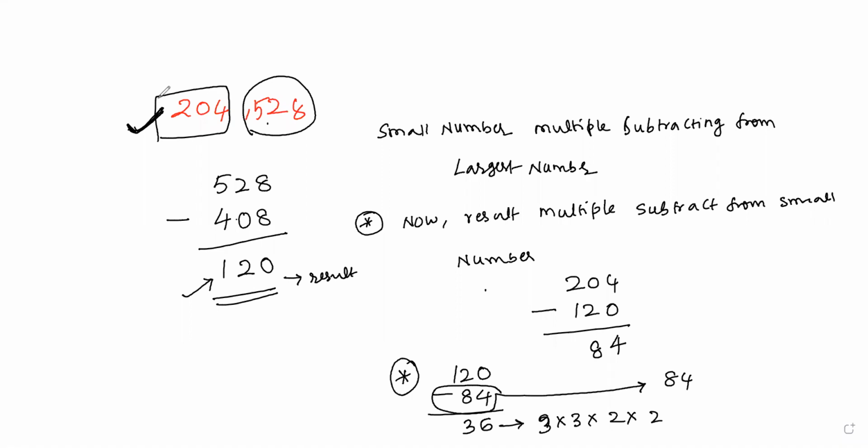In this step, I repeated the first step 3 times. At the start step, whichever number we are subtracting, that number we have to consider, not their multiples. Suppose you are subtracting 84 here, don't take a multiple of it. 84 you have to take.